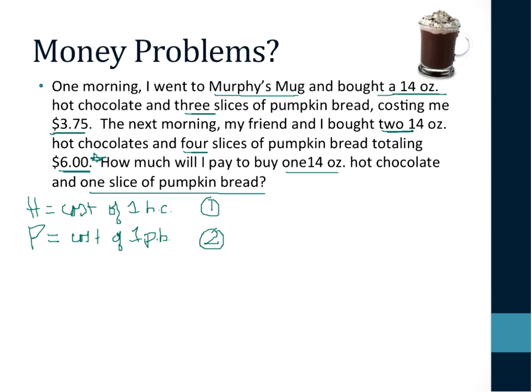I went and I bought a 14-ounce hot chocolate, which contains one hot chocolate, and 3 slices of pumpkin bread, and it cost me $3.75. Well, that means if I'm looking at cost, I'm looking at the cost of one hot chocolate, and I don't need to put a 1 in front of it, it's implied. One hot chocolate and 3 slices of pumpkin bread. And so the cost of the hot chocolate and the cost of 3 slices of pumpkin bread is $3.75. Okay. So I've given you that first equation.